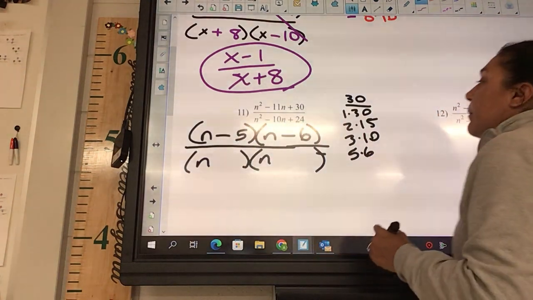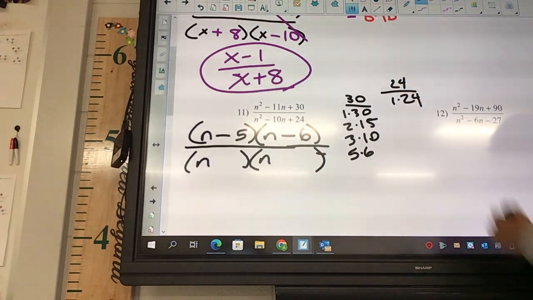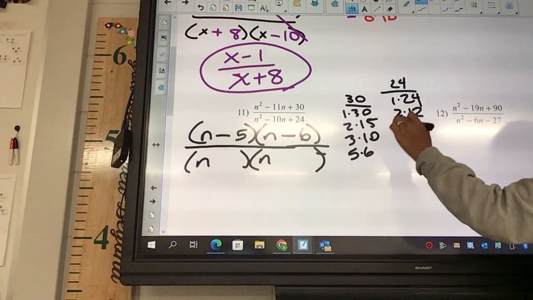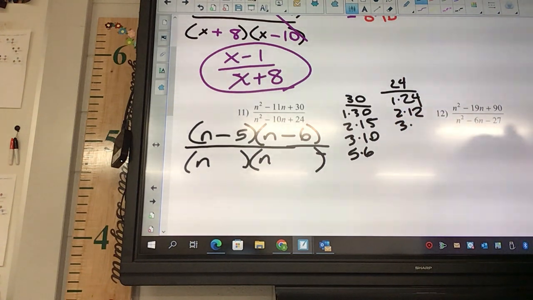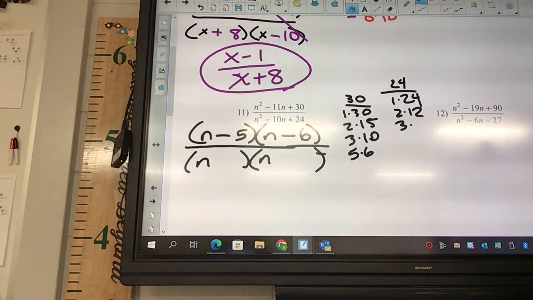Negative, negative, good. What about for 24? I got 1 and 24, 2 and 12, 3 and 6. 3 and what? 4 and 6. You gotta be careful doing that because then you're gonna forget numbers and be like, this ain't working. It ain't working because you ain't got the whole list up there.